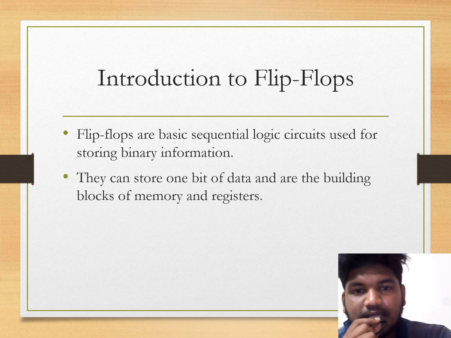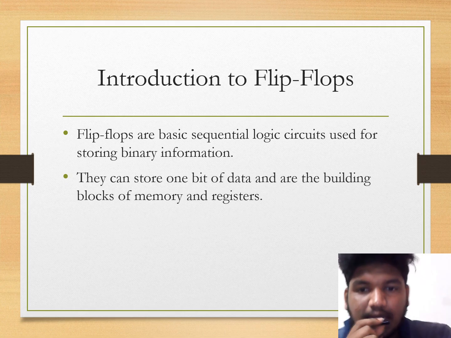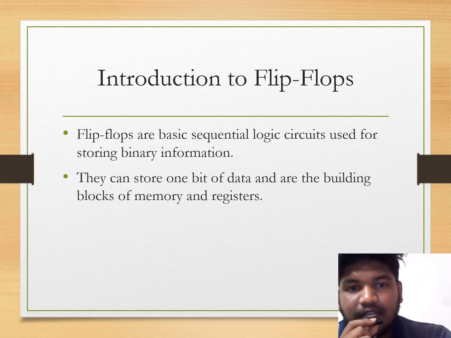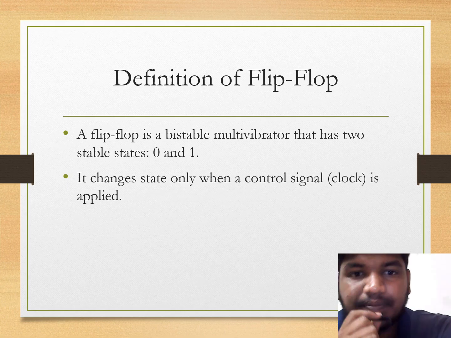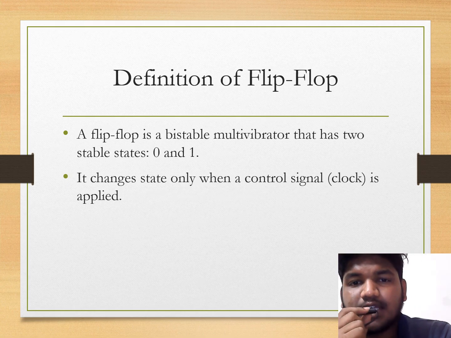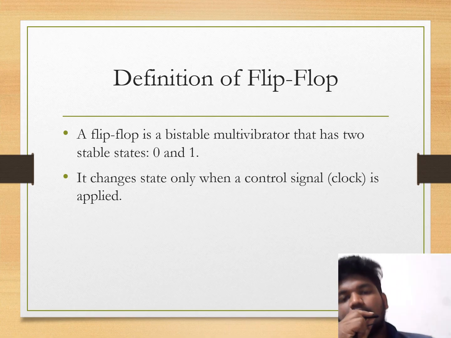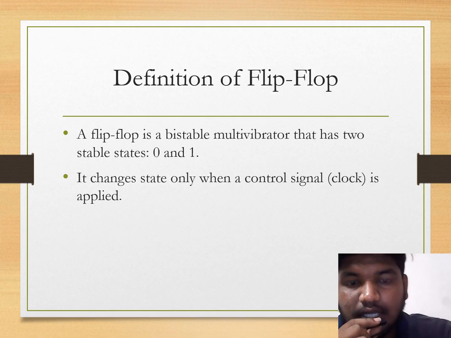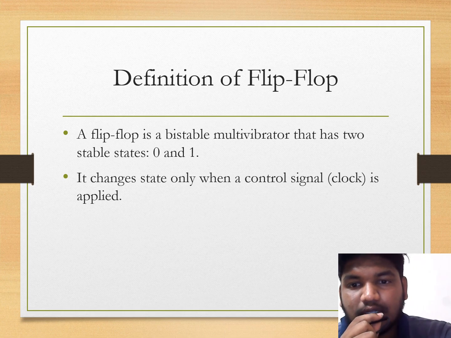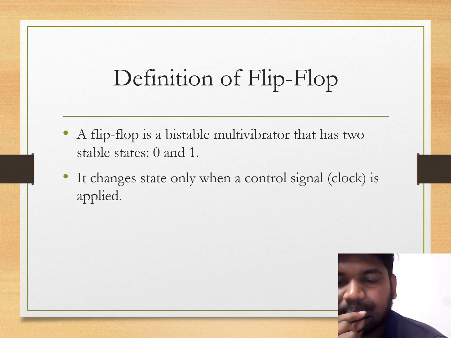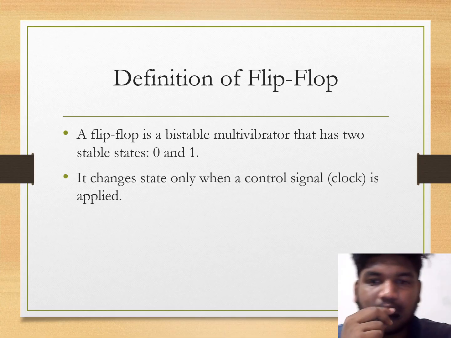Flip-flops are sequential circuits used to store the binary information. A flip-flop is a bistable multivibrator, and the two states are 0 and 1. The state changes when the clock changes and the control signal is applied. Okay, now I explain about it. When we have the clock signal as 1, the flip-flop will be on. When we have the clock signal as 0, the flip-flop will not work. This is the first condition we have to learn about flip-flops.